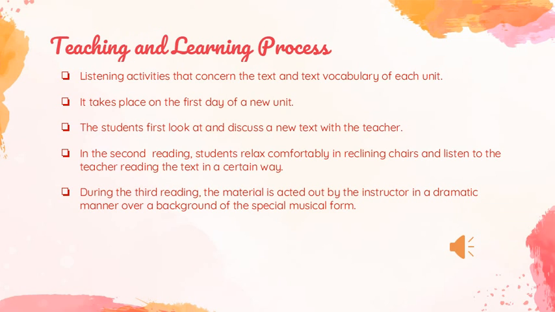Teaching and learning process. The types of activities that are more original to Suggestopedia are the listening activities, which concern the text and text vocabulary of each unit. These activities are typically part of the pre-session phase, which takes place on the first day of a new unit. The students first look at and discuss a new text with the teacher. In the second reading, students relax comfortably in reclining chairs and listen to the teacher read the text in a certain way. During the third reading, the material is acted out by the instructor in a dramatic manner over a background of the special musical form described previously.